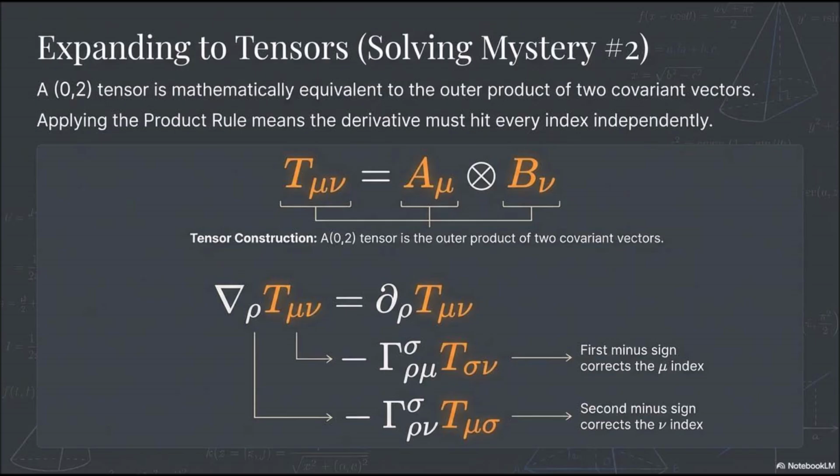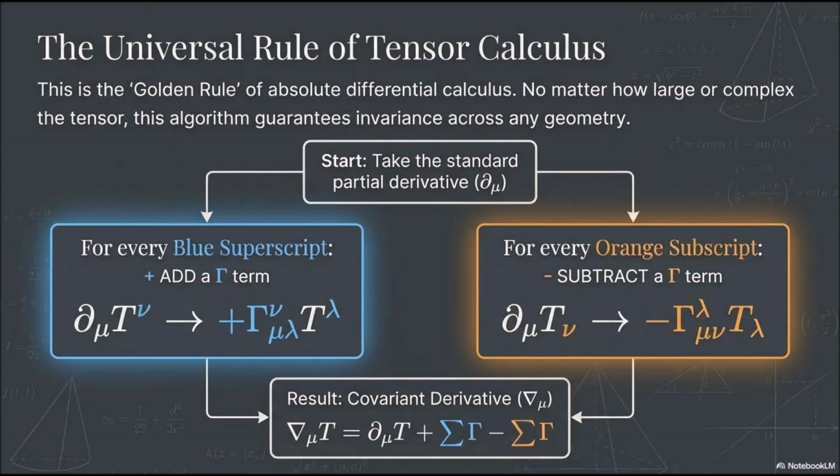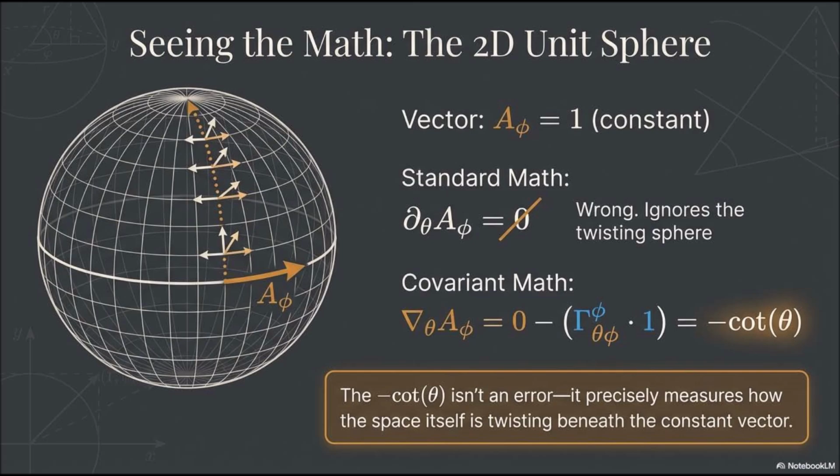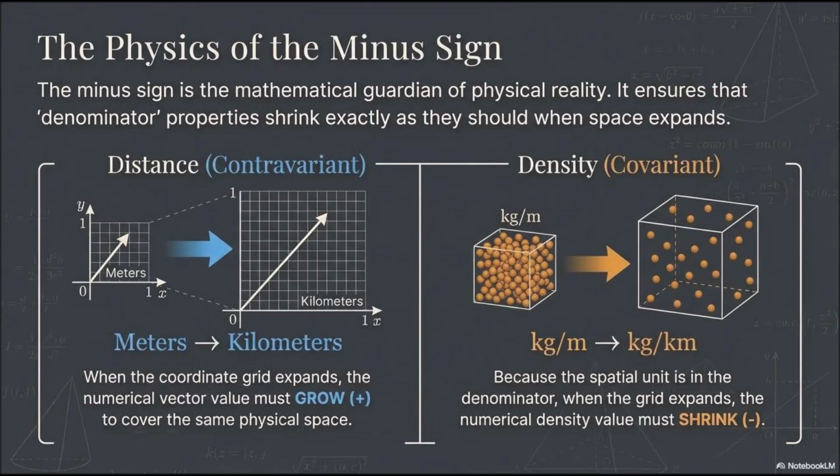Right, because the metric tensor mathematically links distance and density, and because the metric, our ruler, cannot be allowed to change, the covariant derivative must automatically apply a negative correction to the density measurement to perfectly offset the positive correction applied to the distance measurement. It all comes back to balance. If you pull one side of the equation, the other side must push back equally, or the ruler breaks.